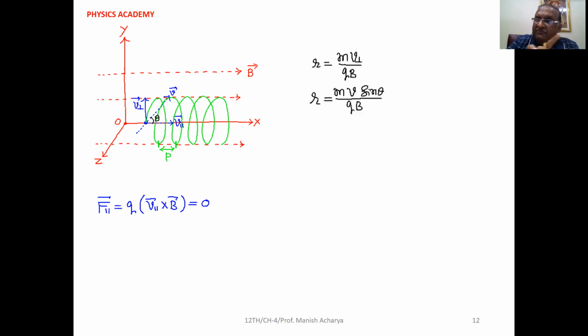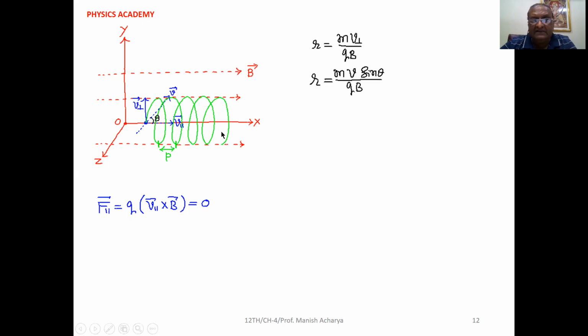And now if we take the radius of the circular path, then that will be given by the same equation, mv upon qB. But here we have to take the velocity which is perpendicular to B, so that is this component. And if this angle is theta, then this v perpendicular component we can represent by v sine theta. So the radius for the circular path of the particle in this case, or we can say the radius of this helix, is given by mv sine theta upon qB.